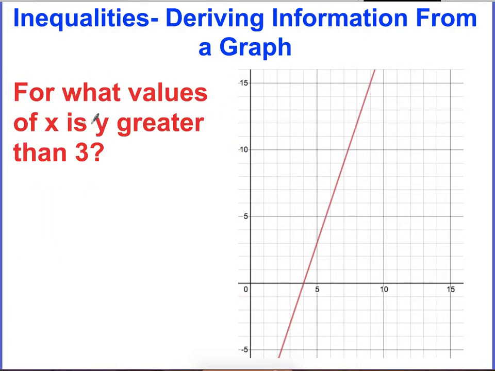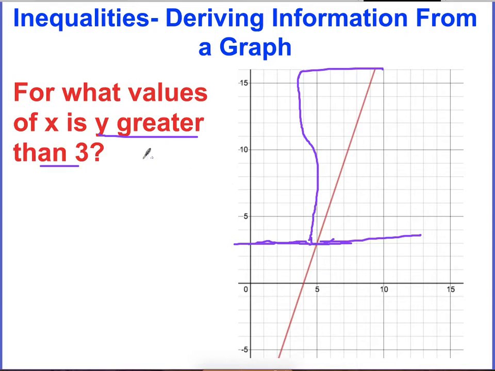For what values of x is y greater than 3? So I'm going to look for y greater than 3. Let's look on the y-axis. 1, 2, 3. So right here. So is y greater than 3? Am I going to go up or down? Well, here's y equals 3. The y values increase going up. So I'm looking at all of these.